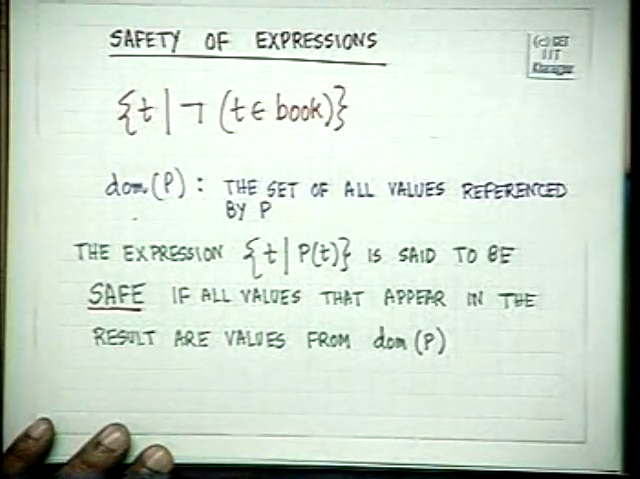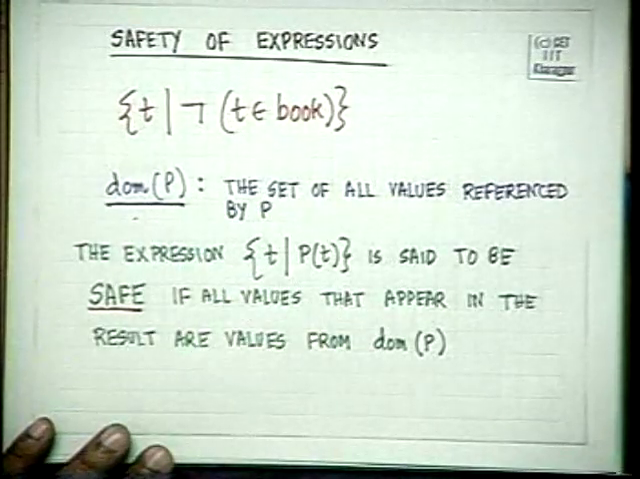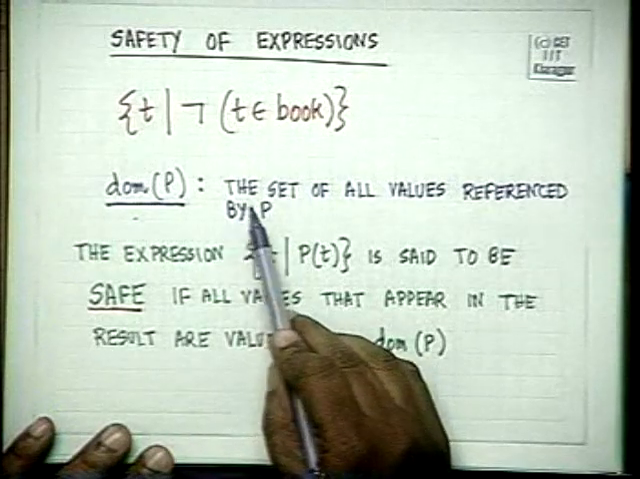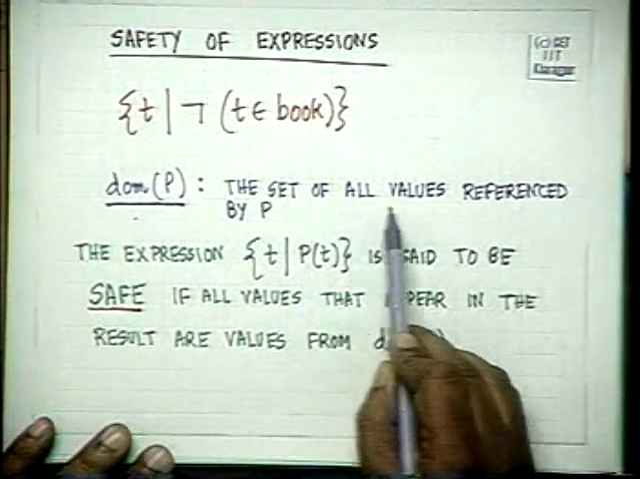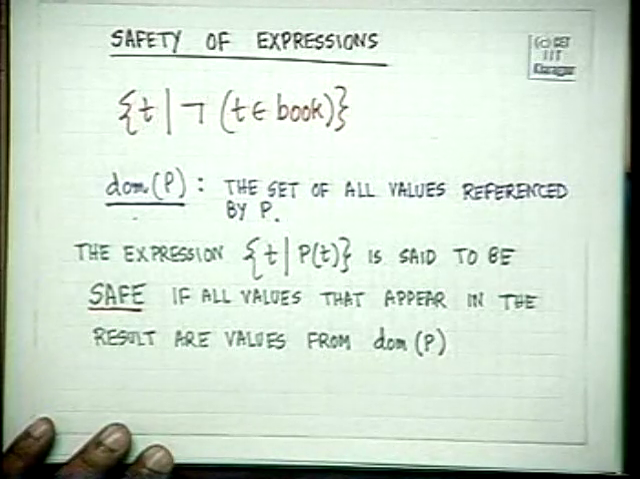So for that, we define the concept of DOM P. The DOM P is defined as the set of all values referenced by P. P is a predicate.